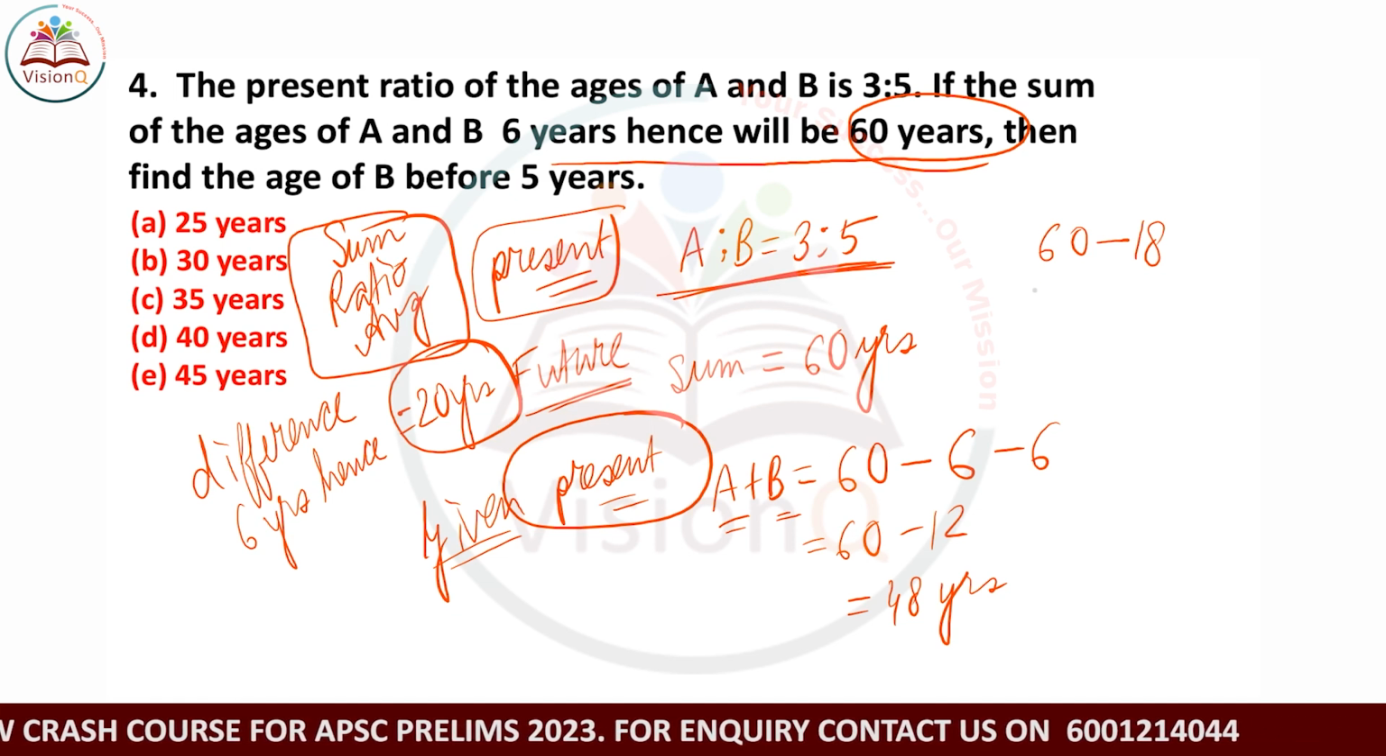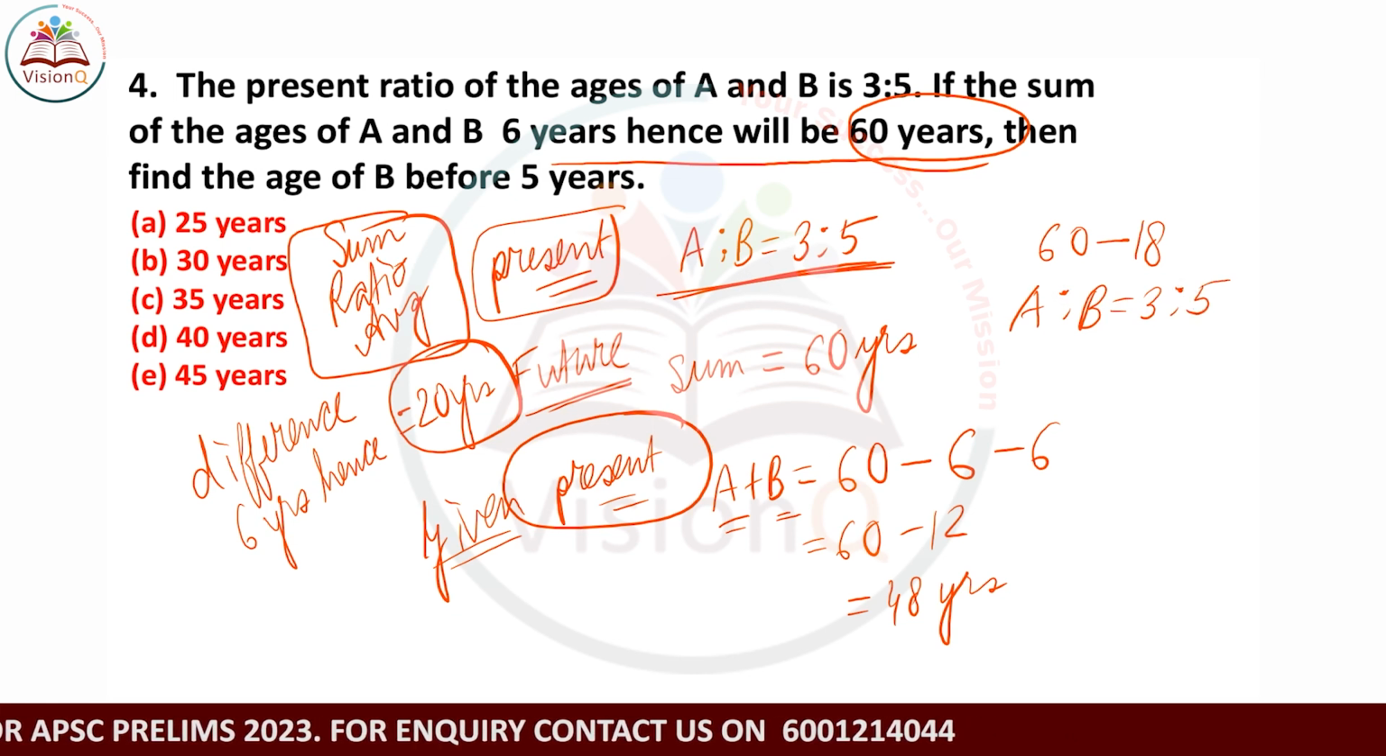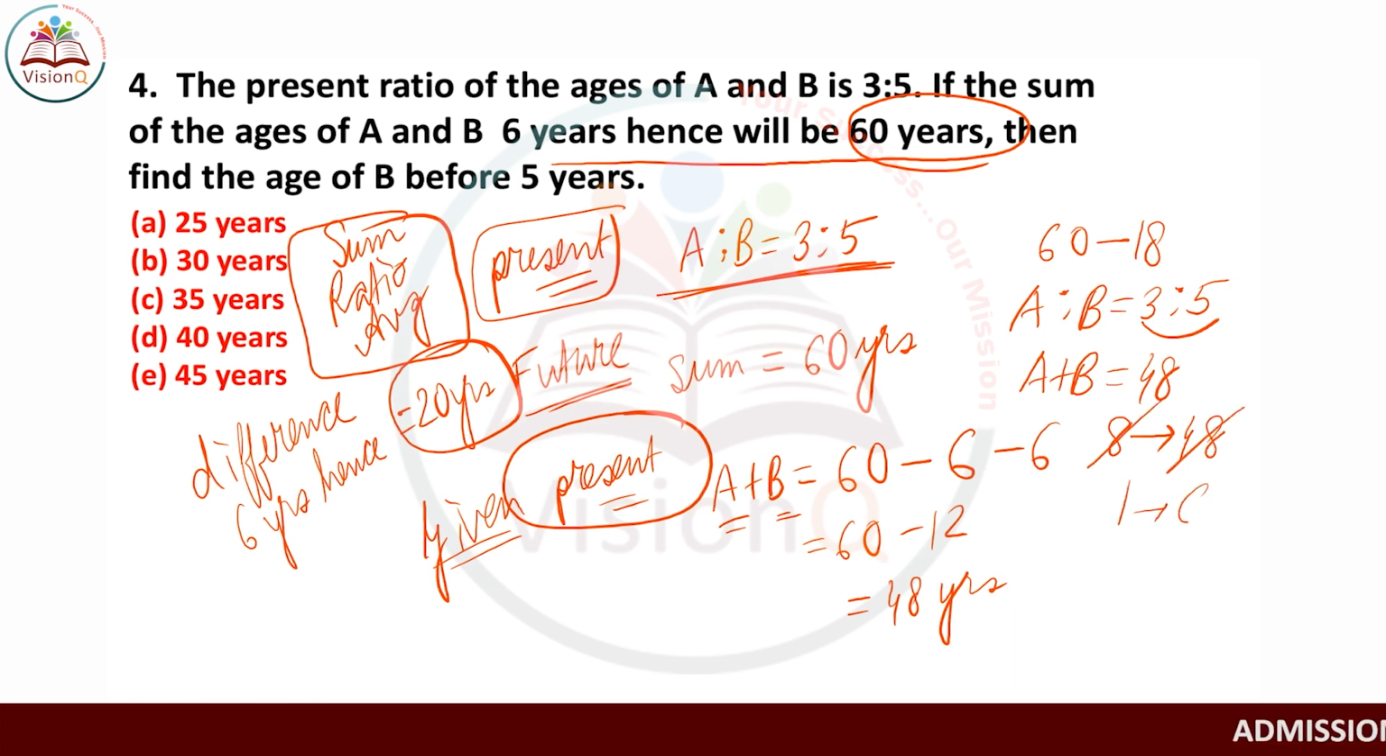See, A is to B is 3 is to 5. Okay, A is to B is 3 is to 5 in the present. A plus B is 48 years in the present. So I can just use the concept of ratio only. So A plus B is how much? 8. And 8 will represent 48 years as per ratio. So 1 represents 6 years. If 1 represents 6 years, it is asked to find what?